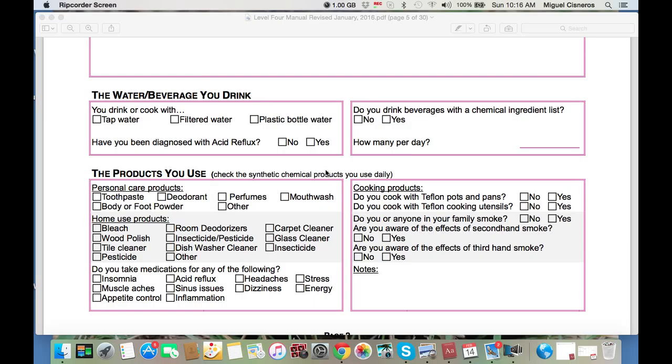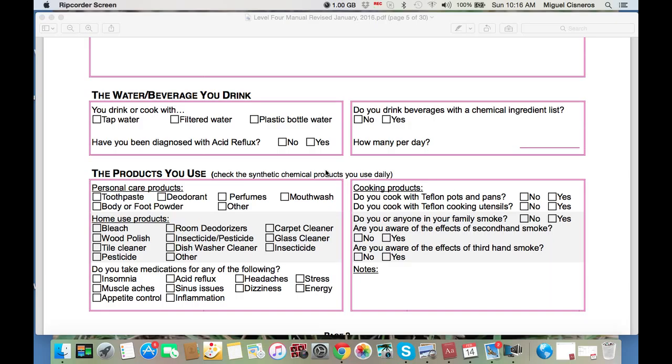Do you drink beverages with a chemical ingredient list? Yes or no? We're talking about petrochemical drinks, sodas, juices that really have an ingredient list. So it's any beverage that has an ingredient list. The ingredient list is chemicals. So if you want orange juice, it should come from an orange, not from a can, not from a bottle that when you turn it around, it has orange juice plus a few other things.